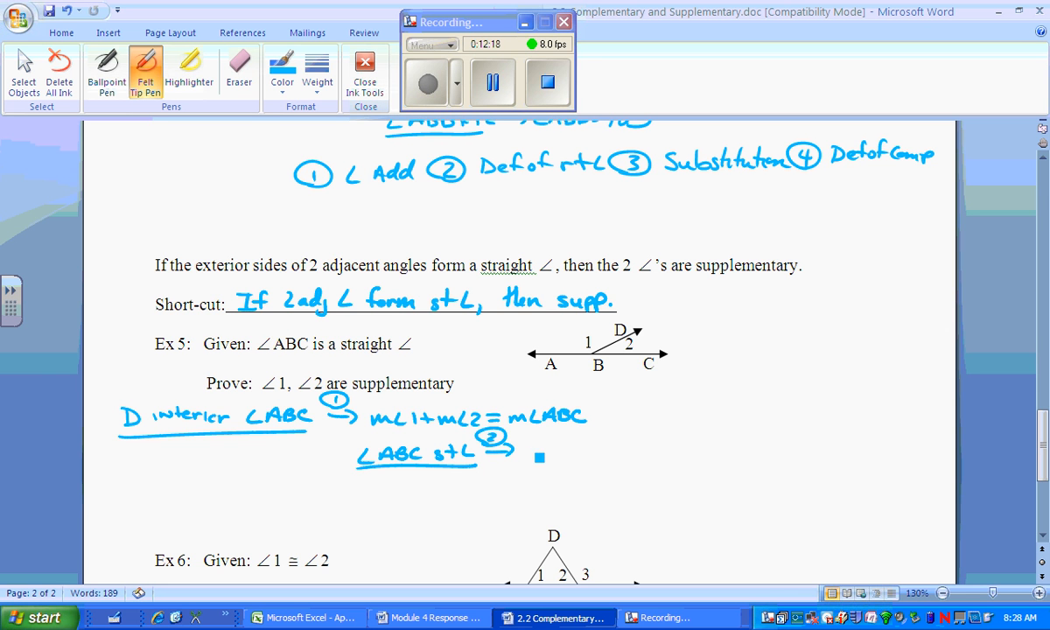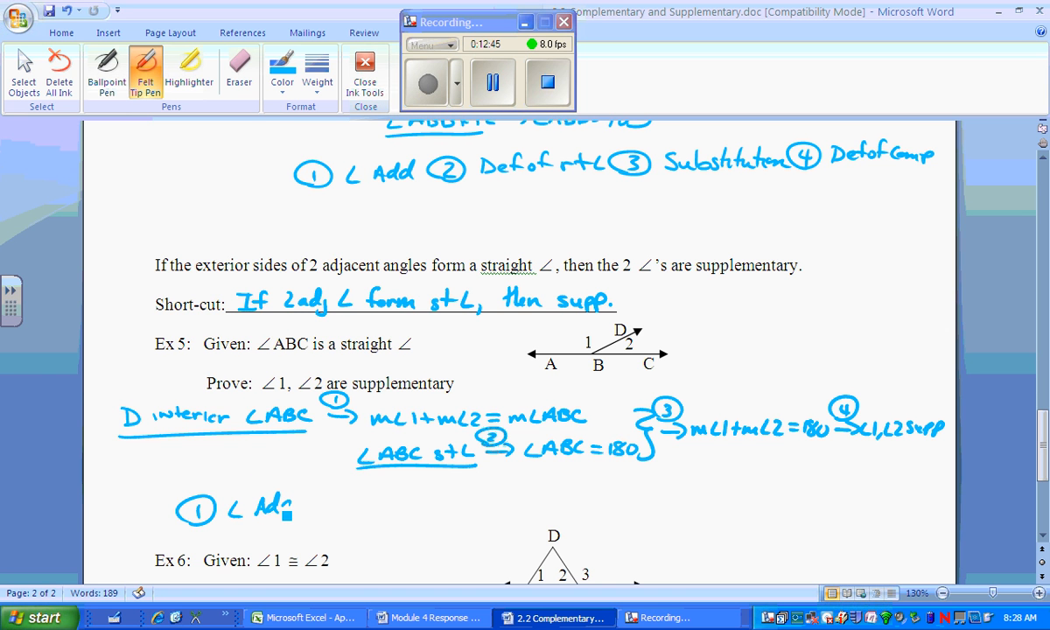And we were given that angle ABC is a straight angle. Underline it, given. So what does that mean? That means angle ABC is equal to 180. Let's use our substitution method like we did above. So that means the measure of angle 1 plus the measure of angle 2 is equal to 180. And from the front side, we know that 1 and 2 are supplementary. Very similar to the proof above.